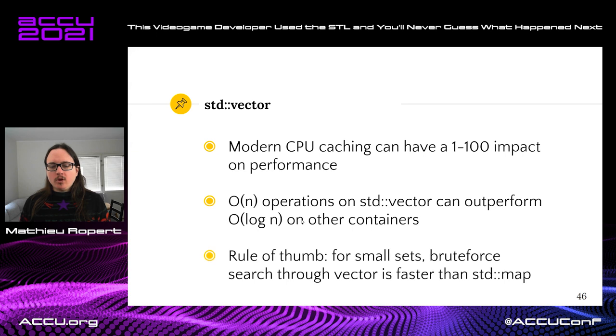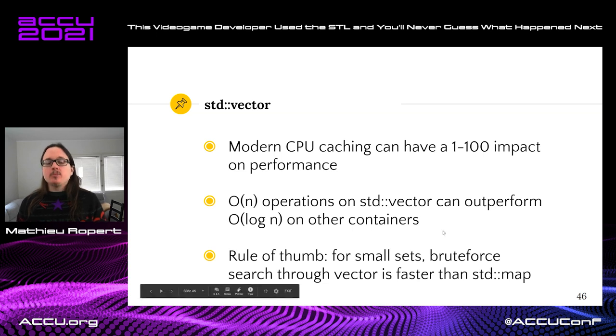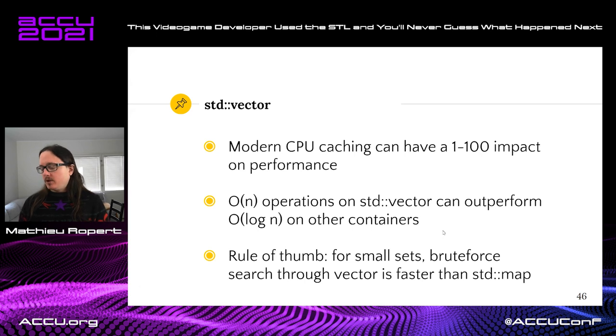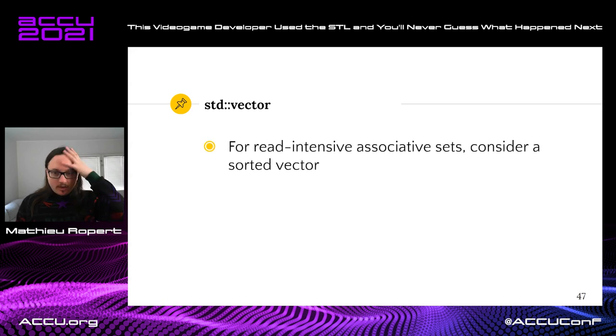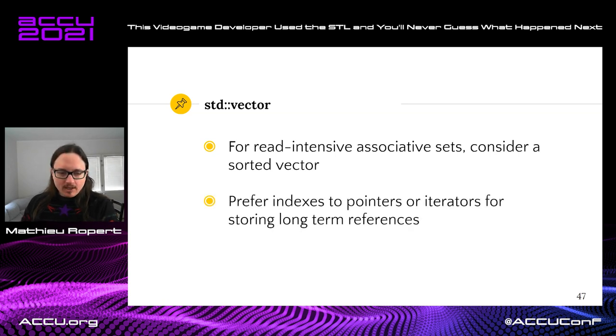And if you want a rule of thumb, if you go for a small set, and when I say a small set, something around 100, maybe 500 elements, you will still be faster by doing a brute force search through the array than trying to do a dichotomy with a map, for example. So basically, if you want to do read intensive associative sets, you can try to do a sorted vector and then you do like a binary search.